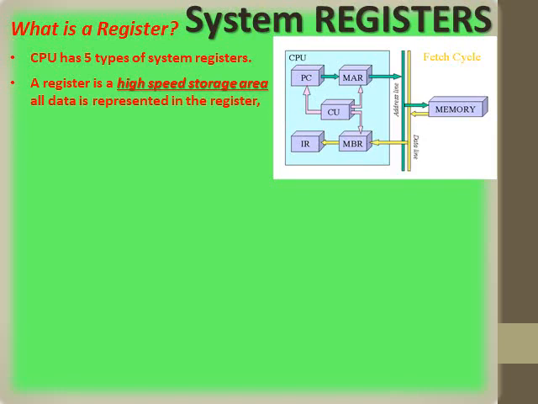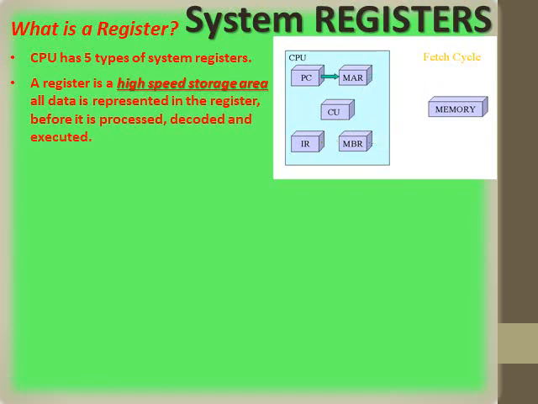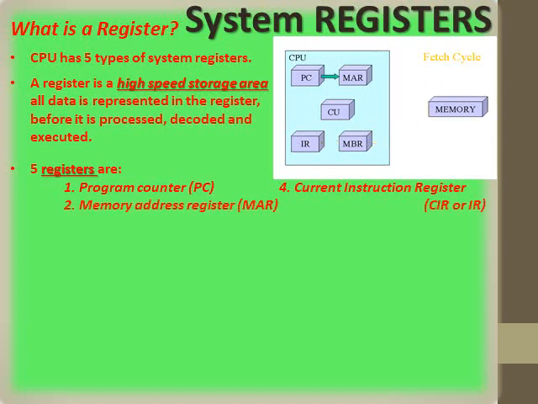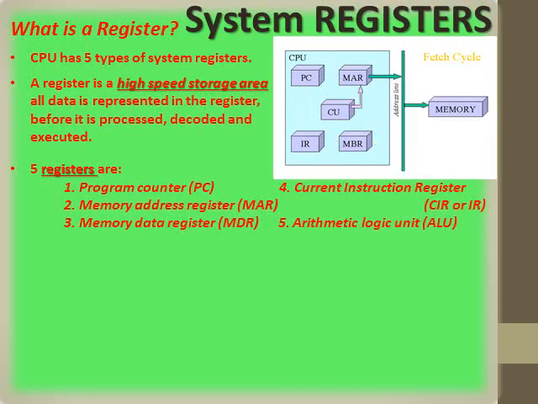In the CPU, there are basically 5 registers. A register is a high-speed storage area within the computer. All data must be represented in the register before it is processed, decoded and executed. The 5 types of registers are: 1. Program counter or PC, 2. Memory address register or MAR, 3. Memory data register or MDR, 4. Current instruction register or CIR, and 5. The arithmetic logic unit or ALU.